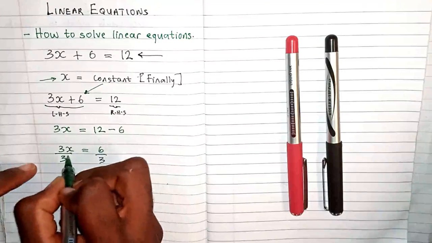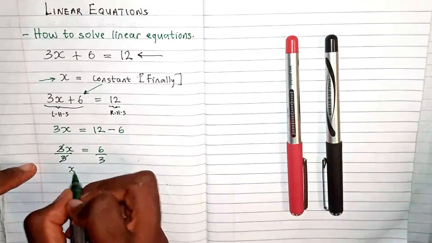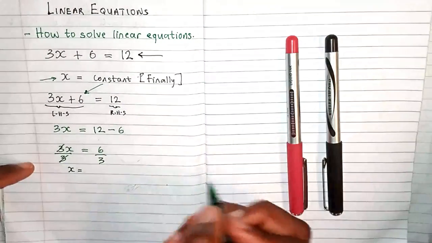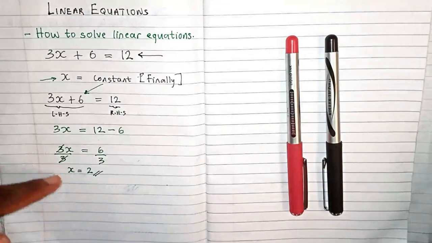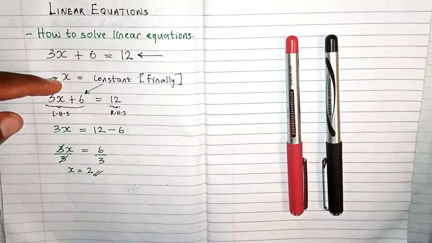So what happens? 3 cancels 3. Now x is 6 divided by 3. Now what's 6 divided by 3? 6 divided by 3 is 2. Good. We've gotten to the end of this question. We have x equals to 2. We've arrived at our final point.